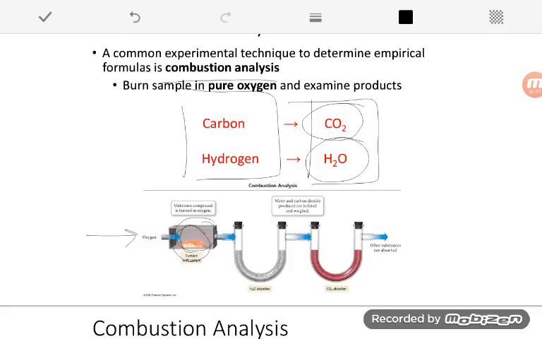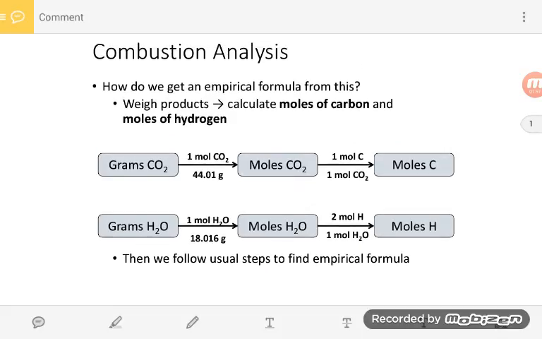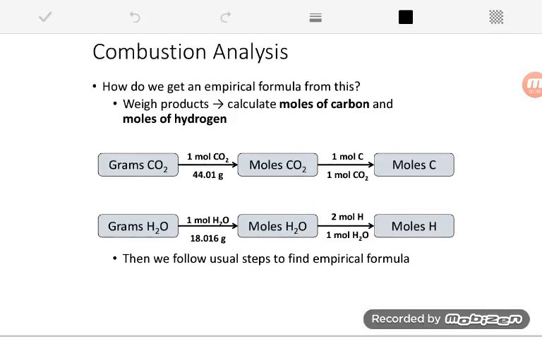So in a combustion analysis problem, instead of being told how much carbon and hydrogen you end up with, you're told you end up with this much carbon dioxide and this much water. And we have to use those products to figure out what we started with. So it's similar, but it has this extra step in the beginning. You weigh your products, which are typically, again, CO2 and H2O, and we need to extract just how many moles of carbon and hydrogen were in that, because we added the oxygen. That wasn't part of our original sample.